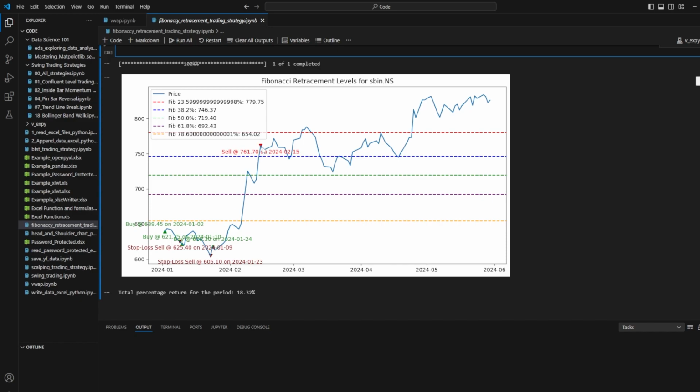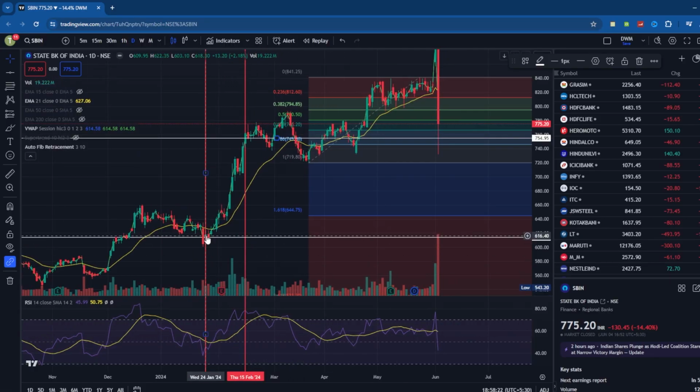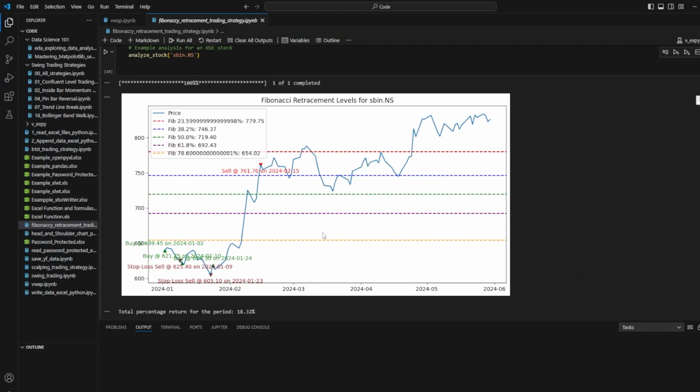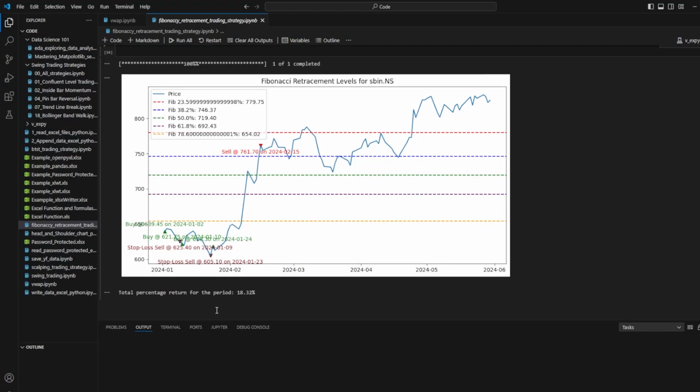So basically it bought on 24th of January, and on 15th of February it sold the stock, right? It gave a total return percentage of 18.32, which is really good. Within, let's say, one or two months, it gave a good return. Within 1.5 months it gave 18% return, which is really good.